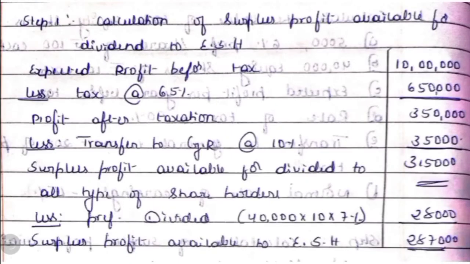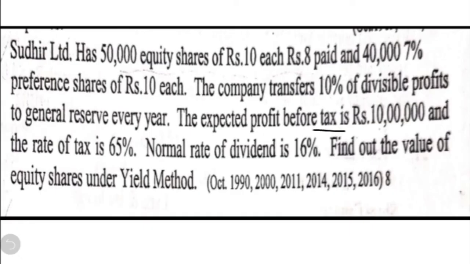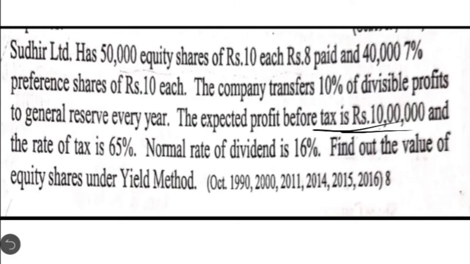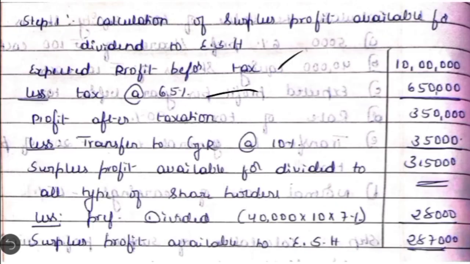Okay. First, we are going to write what is the expected profit before taxation. So what is the profit given here before tax? 10 lakh. From this, we are going to deduct the taxation. So here it is given that the rate of taxation is 65%. So 65% on 10 lakh, which comes to 6 lakh 50,000. We are going to have the balance, that is 3 lakh 50,000, which is called profit after taxation.